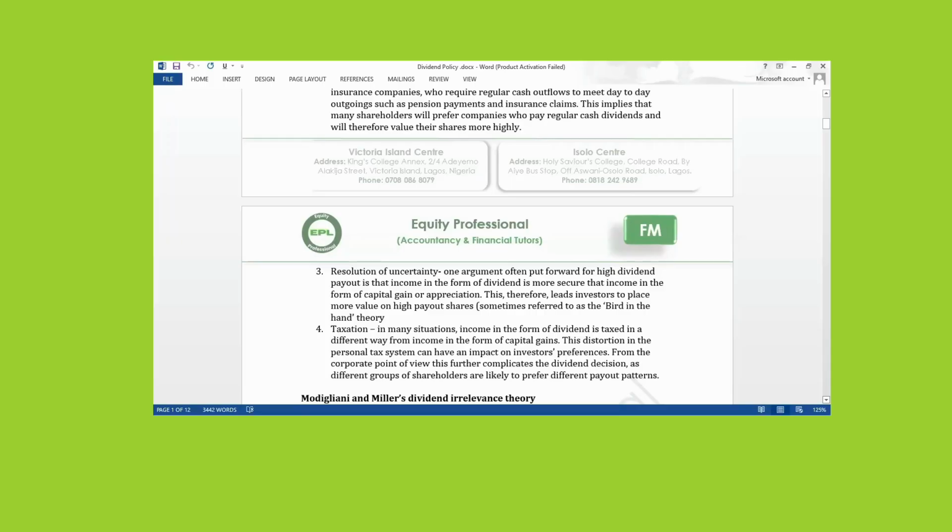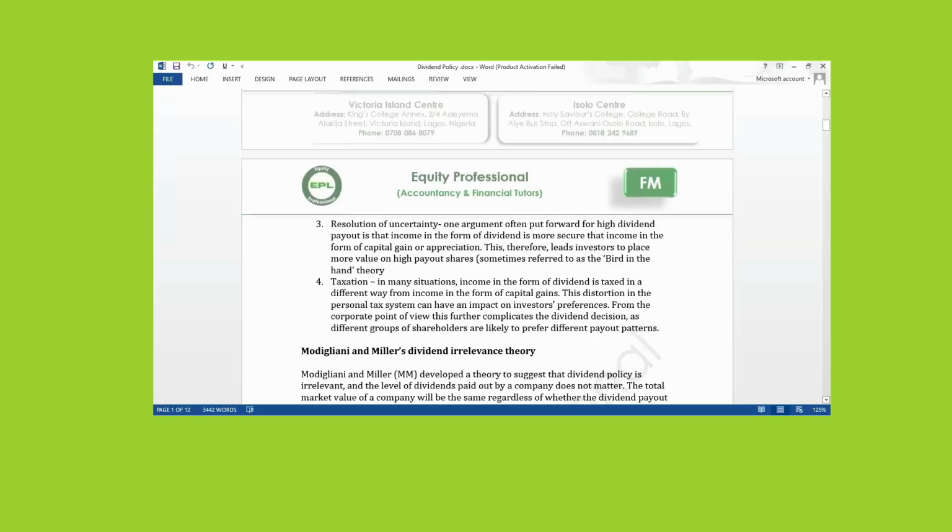These are the arguments supporting the traditional theory of dividend policy. We are done with the first theory. Number 2 theory, Modigliani and Miller, dividend irrelevant theory.